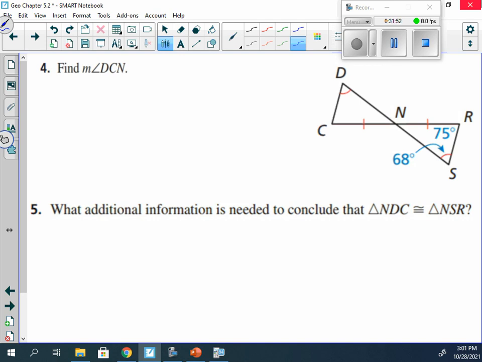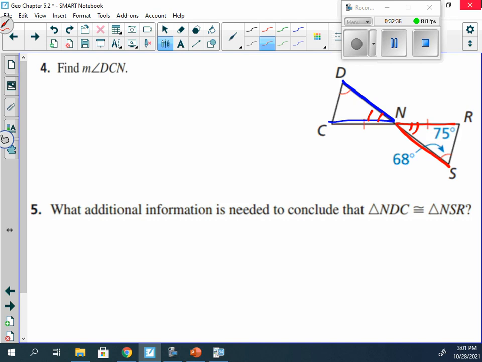Let's do this last one and then we will be done with notes for today. Angle D and angle S are congruent because we were given the angle marker, yes? D and R in S are congruent to each other. But they also are what? Vertical angles. Vertical angles are congruent. So we can say that these two angles are congruent to each other.